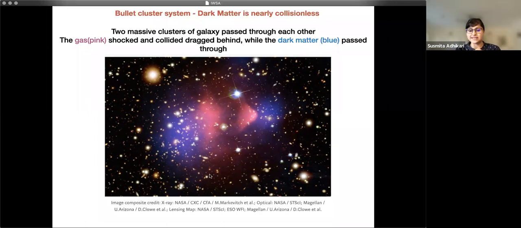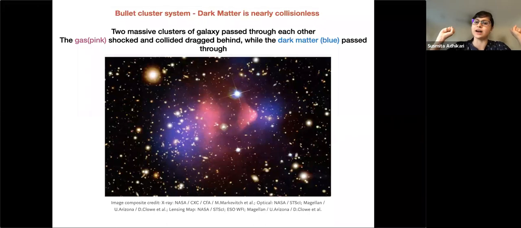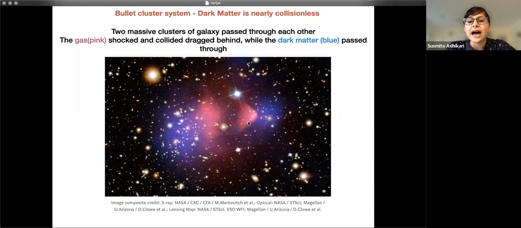So what is the bullet cluster system? It's basically two massive clusters of galaxies that are passing through each other. There are two clusters of galaxies that are bound independently, and then they are ramming into each other and passing through each other. So this is a smaller cluster and this is a larger cluster.